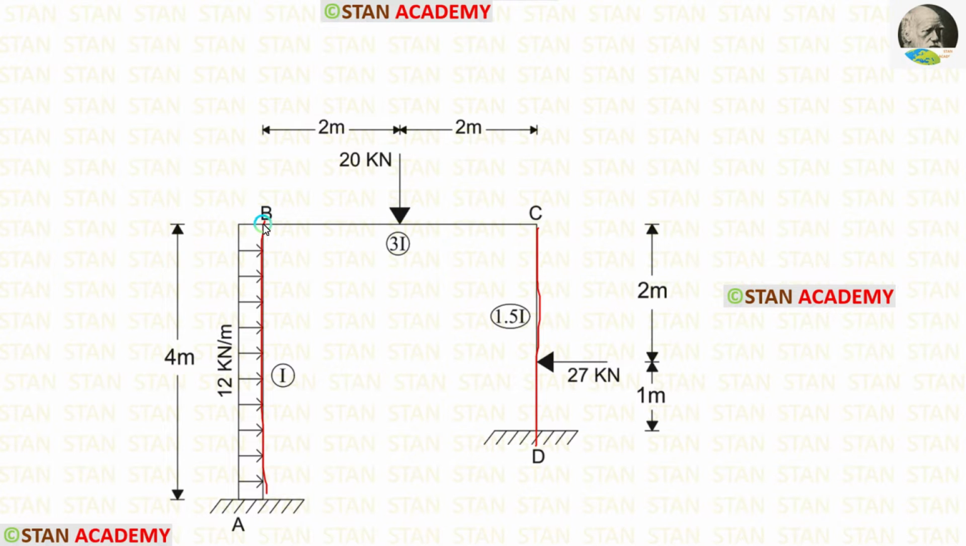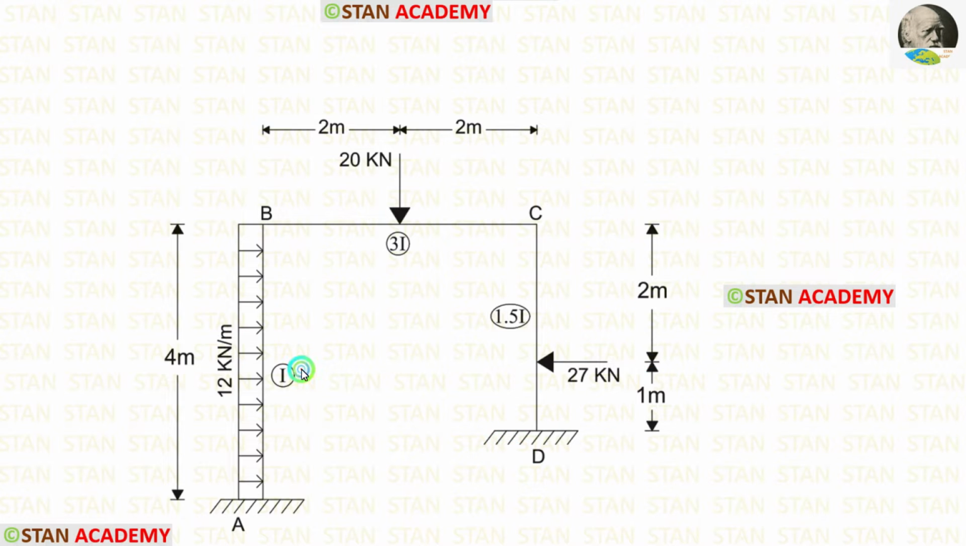Also, there is a beam BC. In the column AB, there is a uniformly distributed load of 12 kN per meter acting for the full span. In the beam BC, there is a point load of 20 kN acting at the center. In the column CD, there is a point load of 27 kN acting at 1 meter from the point D.